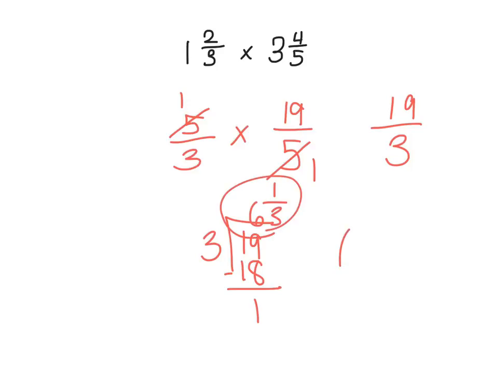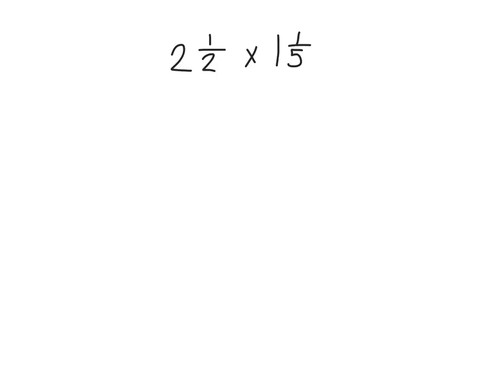Now, I could have multiplied by 5 and multiplied by 5, and in the end I would have had to have divided by 5. So I just saved myself a step.